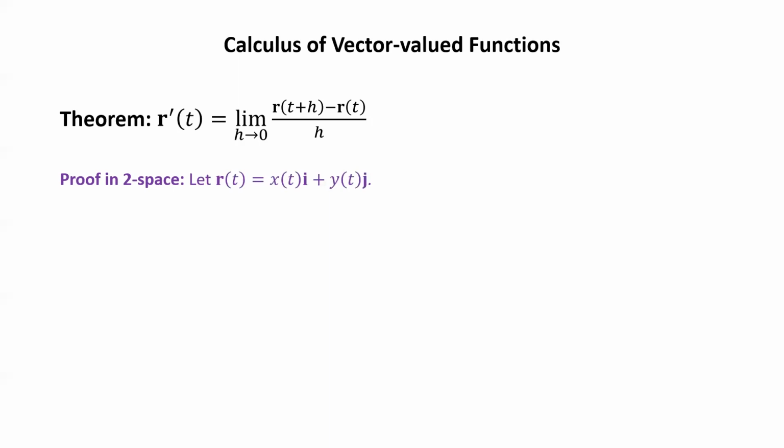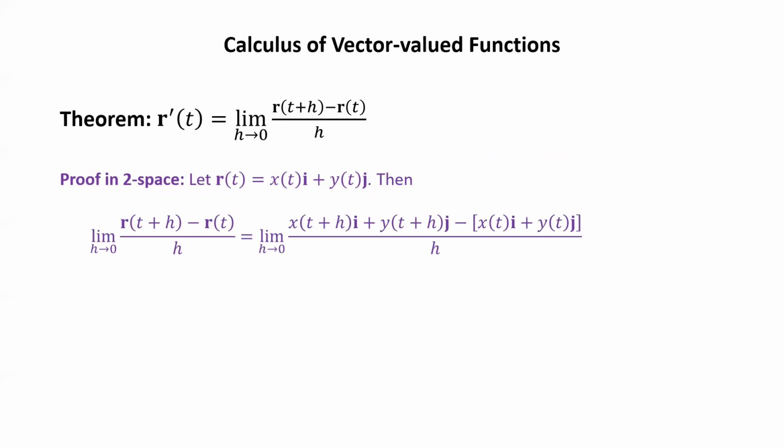Okay, let r of t be the vector-valued function with components x of t and y of t. So I'll write it as x of t i plus y of t j. Then let's look at the limit as h goes to 0 of r of t plus h minus r of t over h. Well, r of t plus h is x of t plus h i plus y of t plus h j, and r of t is x of t i plus y of t j. So I just replaced each of those vectors by what they are in component form.